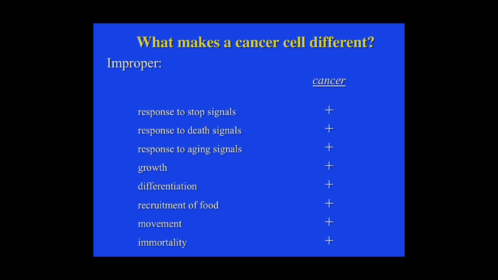Differentiation. This is a really interesting one. If you look at your neighbor, you'll see a person with hair and eyes and a nose, etc. So you've started from one cell and you've become this human being. You've undergone multiple differentiations that make all the tissues. Cancer cells can't do that properly. Normal cells can, cancer cells can't.